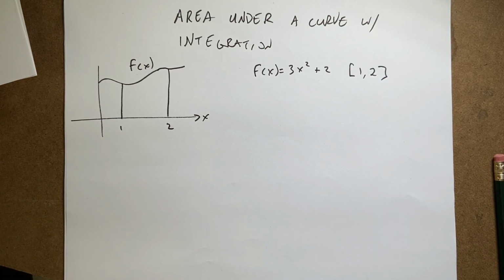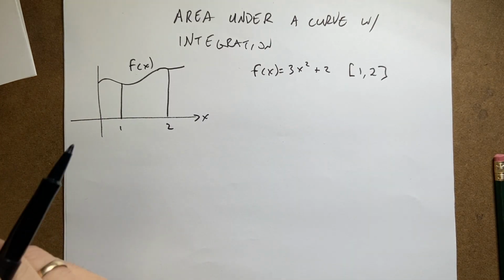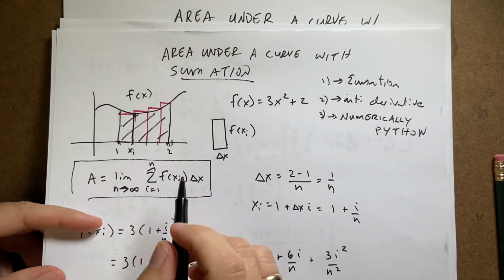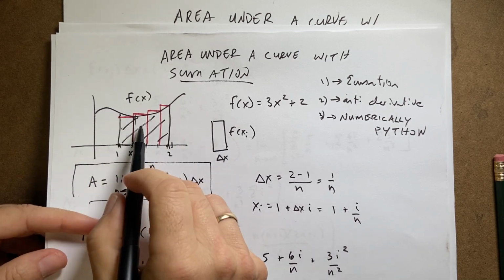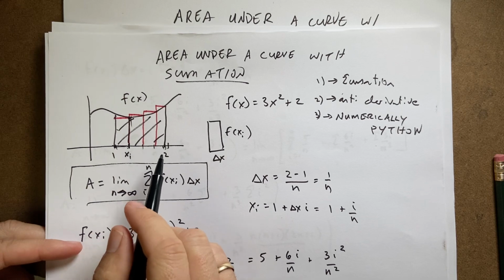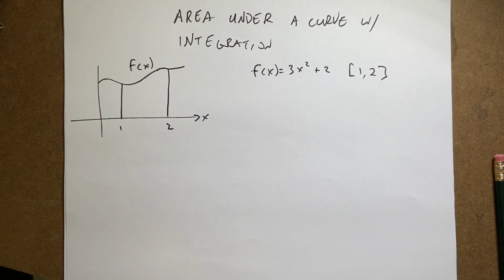Okay, so part two. This is part two of finding the area under a curve for this function right here. And so let me just show you the last time I did this, right? I broke this area under the curve into boxes, and I took the limit as the number of boxes goes to infinity, and I got an answer. So there's another way to do this, and that's with an integration.